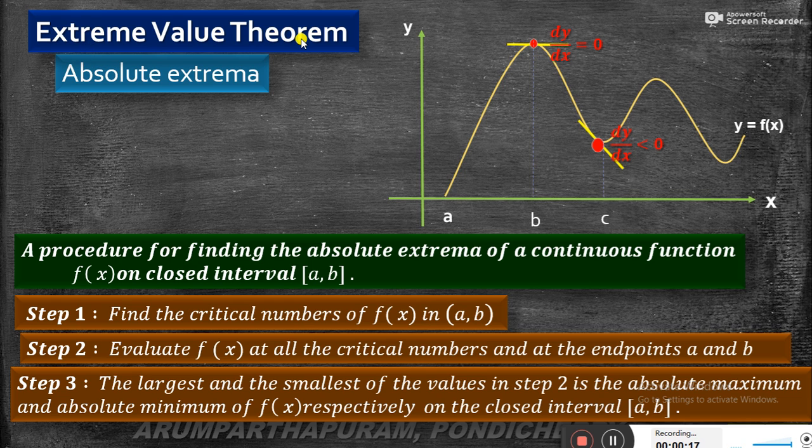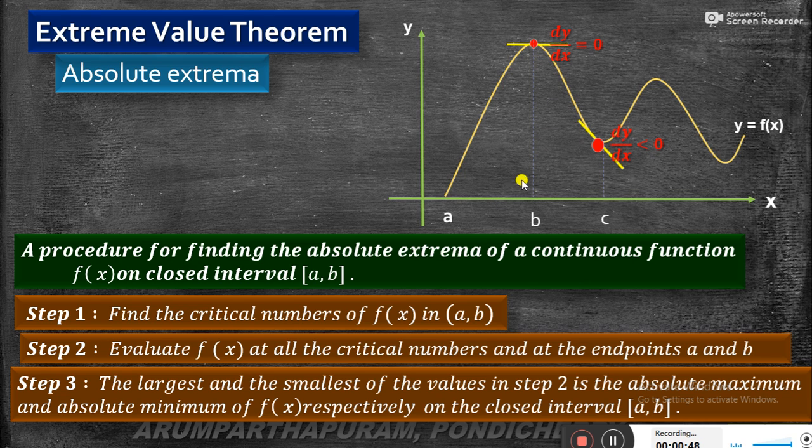Now, the extreme value theorem, absolute extrema. You see this diagram. The curve goes up and down. At the upper point, the curve is flat, so the derivative dy by dx is equal to 0. On the downward portions, the derivative value is less than 0. The derivative comes out negative, so minus represents less than 0.